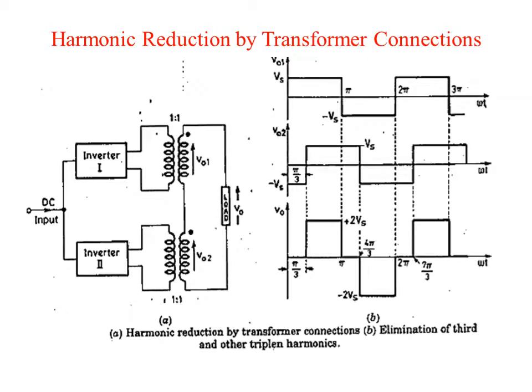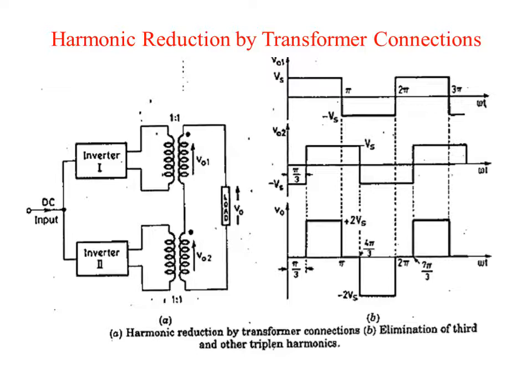So the second method is harmonic reduction by transformer connection. Output voltages from two or more inverters can be combined by means of transformers to get a net output voltage with reduced harmonic content. The essential condition of this scheme is that the output voltage waveforms from the inverters must be similar but phase shifted from each other. Figure A illustrates that two transformers are connected in series.